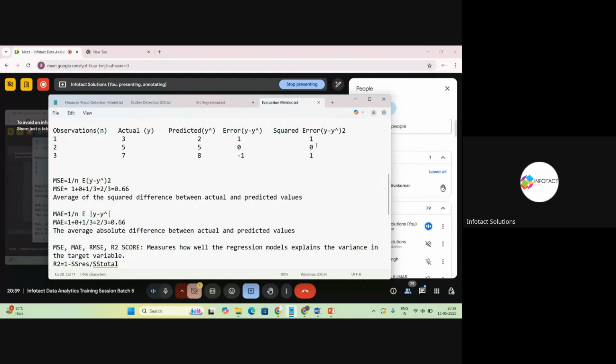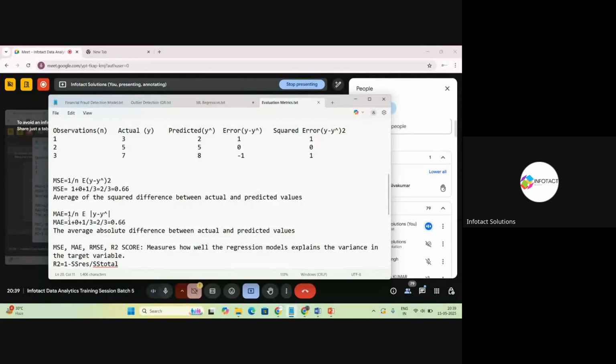It is 1 plus 0 plus 1 upon the total number of observations. It is 2 by 3, that comes around 0.66. Getting it now? Yes, sir. Mean squared error means the average of the square difference between the actual and the predicted.